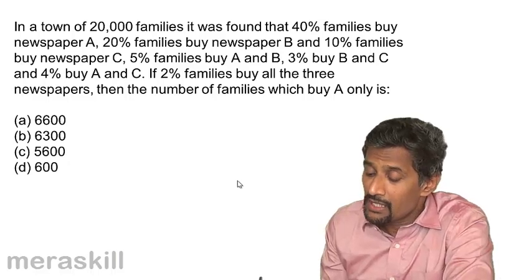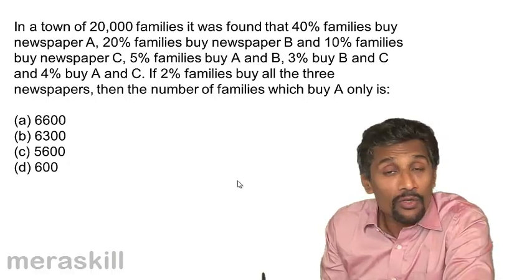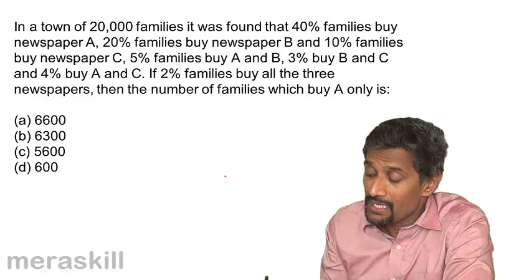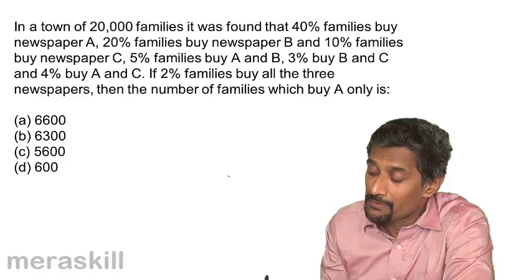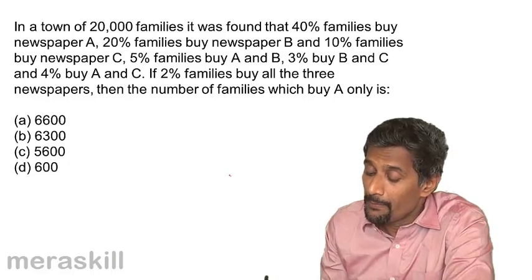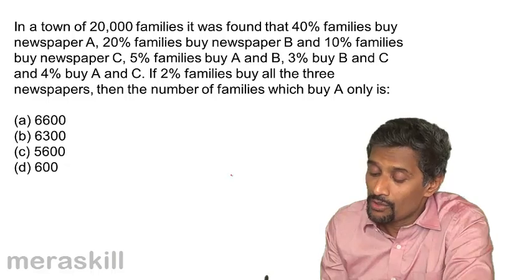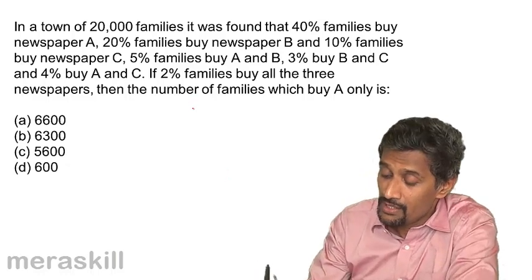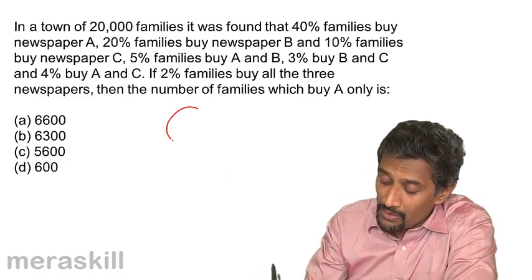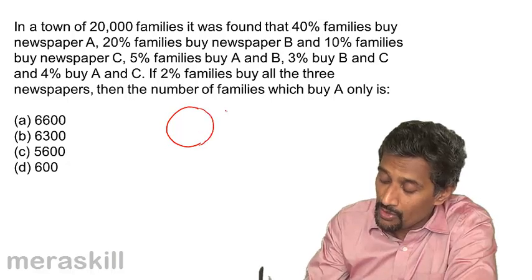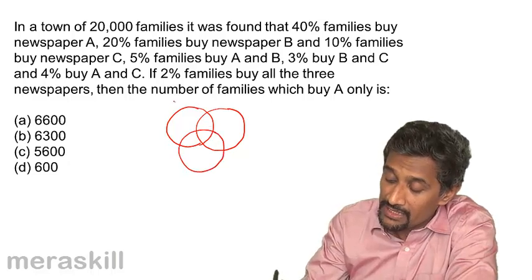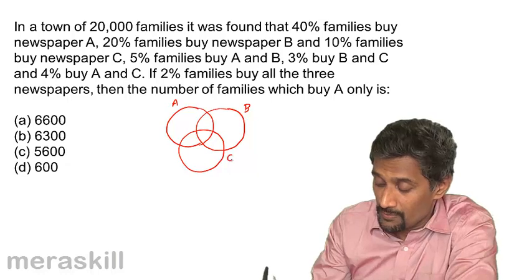Let's see what we have here. In a town of 20,000 families, it was found that 40% families buy newspaper A, 20% families buy newspaper B, and 10% families buy newspaper C. 5% families buy A and B, 3% buy B and C, 4% buy A and C, 2% families buy all the three. Then the number of families which buy only A. So in a town of 20,000 families, now the number is not very important. Since everything is given in terms of percentages, we will take 100 as the total.